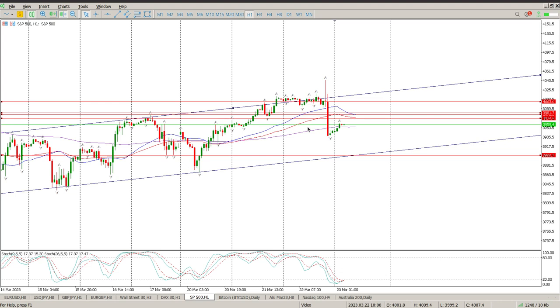There's just so much going on at the moment and so much confusion that you want to be on a low time frame, in and out of the market. You don't want to be holding on to anything.